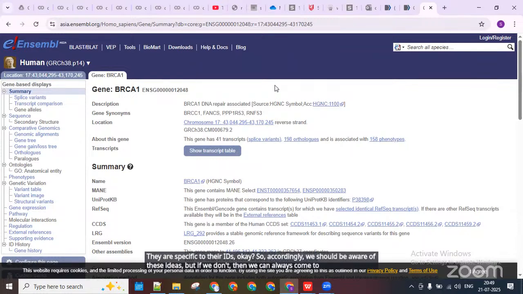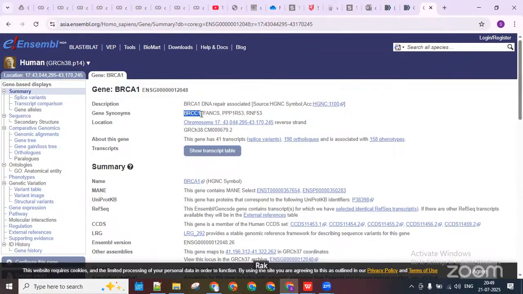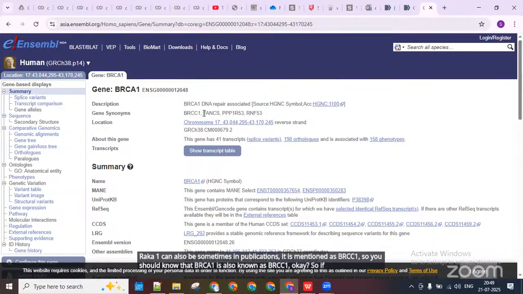different databases, for example Ensembl, which is widely giving different types of IDs and also the general name of the gene. Okay, so that will be helpful, and there are other tools that can give gene synonyms. The same gene, BRCA1, is sometimes mentioned in publications as BRCC1. So you should know that BRCA1 is also known as BRCC1. Okay, so if they report that BRCC1 is involved in this particular disease, you should know that this is the same gene which we call BRCA1. And then there is FANCS and other names for the same gene.